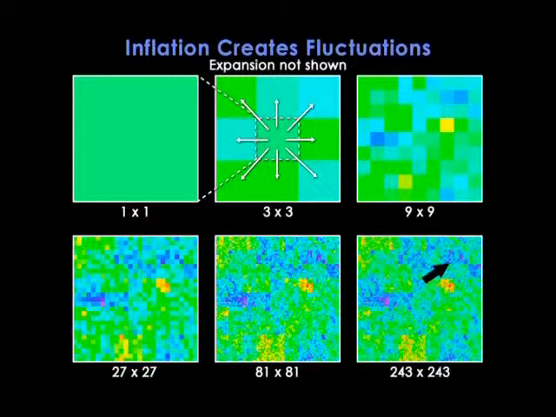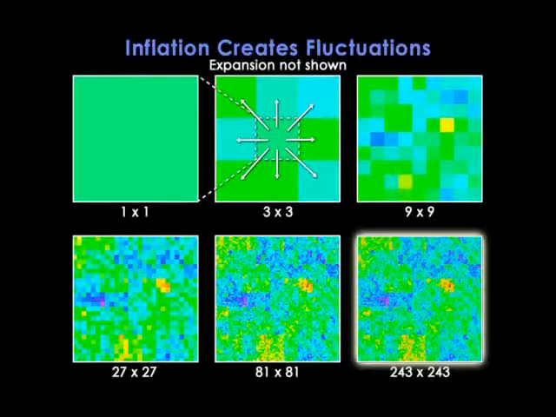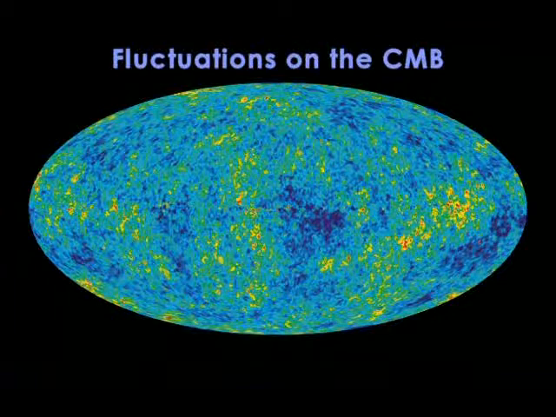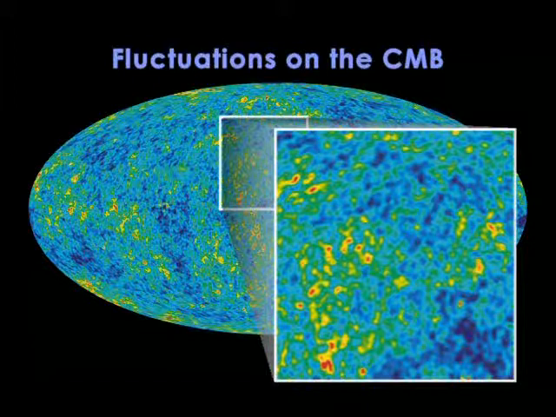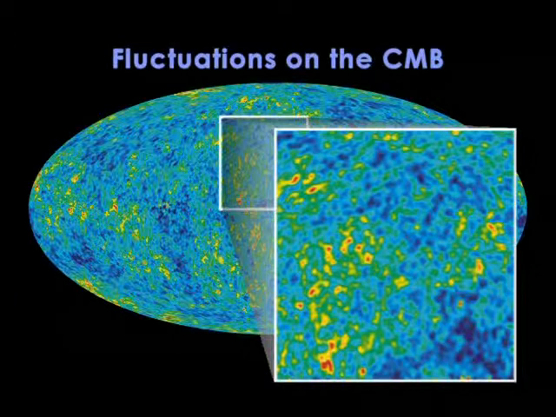Now, I hope this last square looks at least vaguely familiar to you. Let me jog your memory with a picture of the microwave background. It's covered with roughness on all scales, from huge regions to small regions, all superposed in a patchwork that looks very similar to the little example I just showed you.